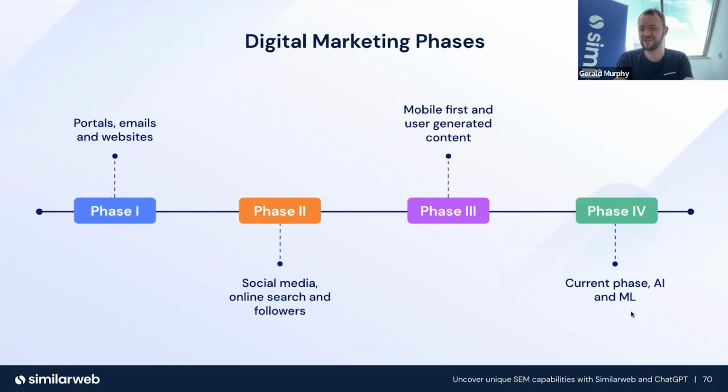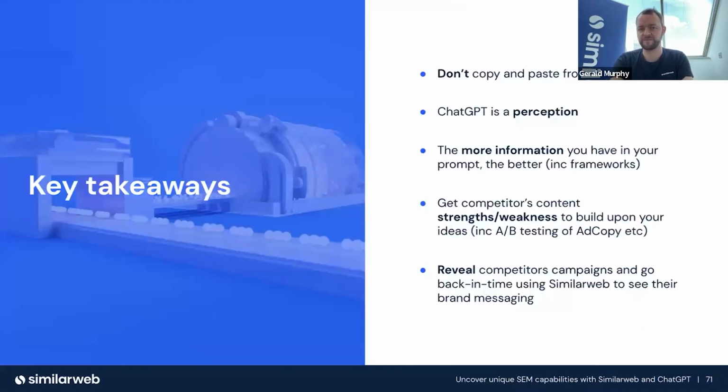And we're basically in a phase now of artificial intelligence and machine learning. So we want to make sure we're using this technology, and critically, that it's helping us to support and create better strategies. So some key takeaways: don't copy and paste from ChatGPT. The more information you have in your prompt, the better. For example, frameworks. Get competitors' content, strengths and weaknesses so that you can build upon not only ideas, but also other strategies like A/B testing of ad copy.